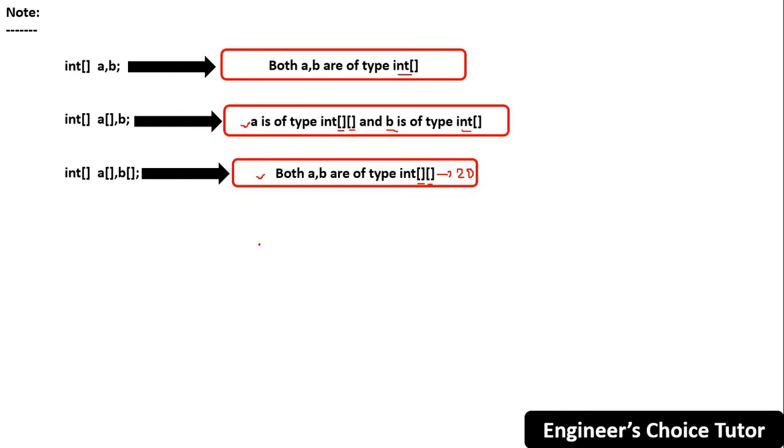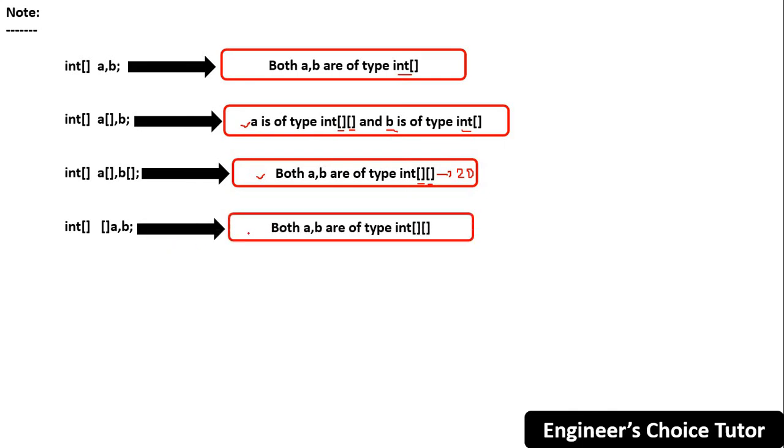Fine. Now next, int[][] a, b. What does this mean? Both a and b are of type two-dimensional int array. Is it clear? Now next, you have int[][] a, [] b. Do you think it is valid or invalid? These things are 100% valid, right?